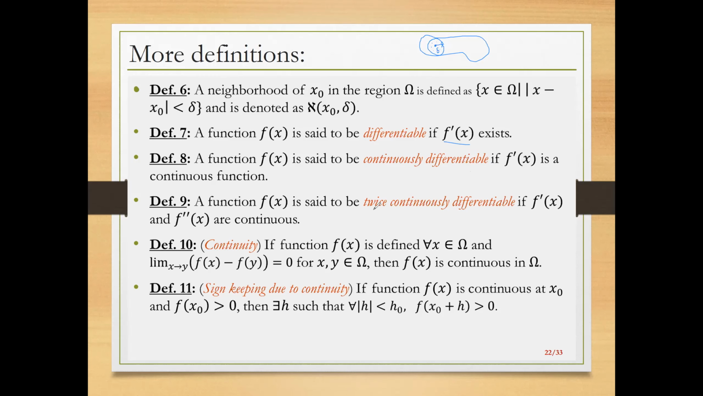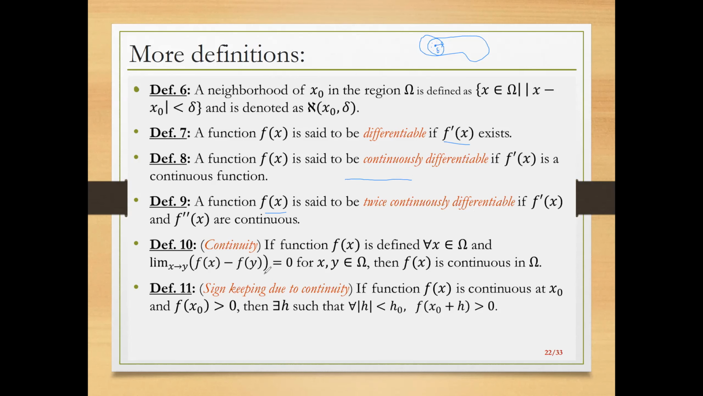A function f of x is said to be twice continuously differentiable if both f prime of x and f double prime of x are continuous. So if you take the first derivative and second derivative and plot both of them, and both are continuous lines, then that function f of x would be twice continuously differentiable.